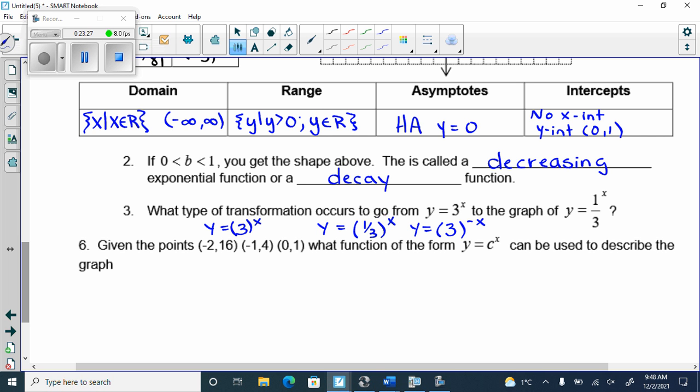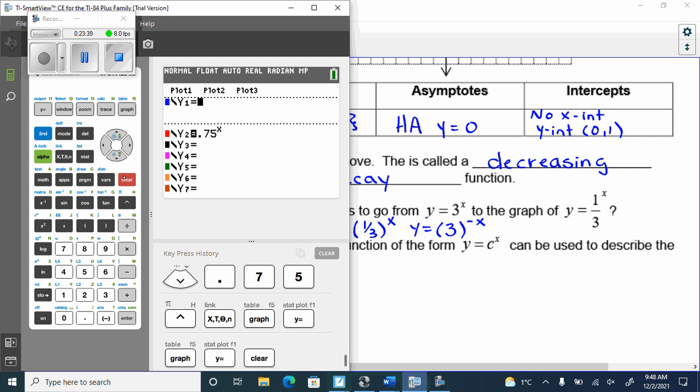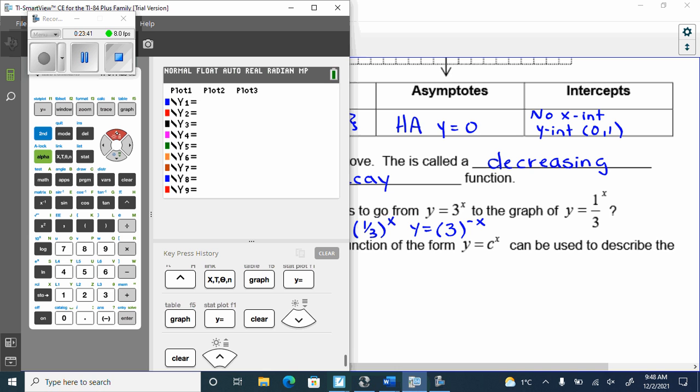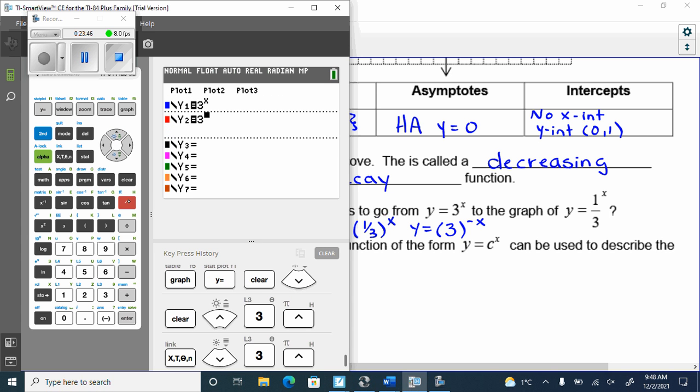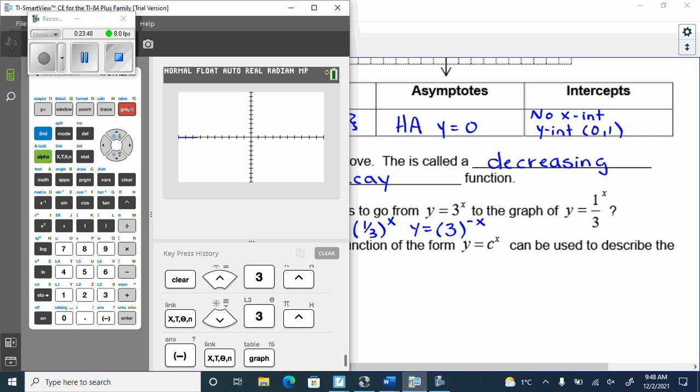What happens when I have a negative x? The negative with the x, you have a reflection in the y. Let's see. Three to the x, 3 to the negative x. What's it reflecting on? The y.